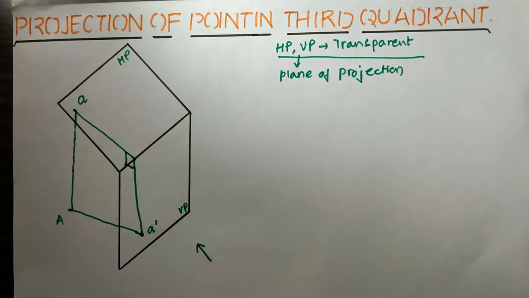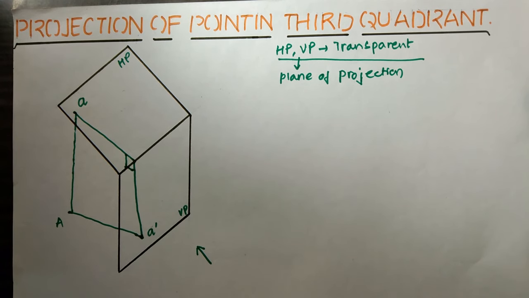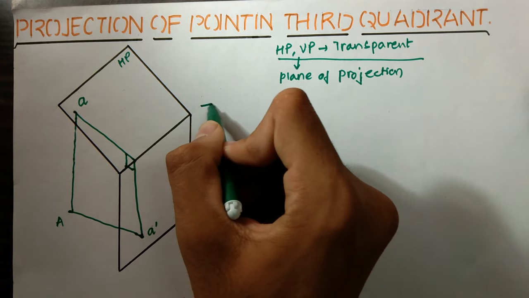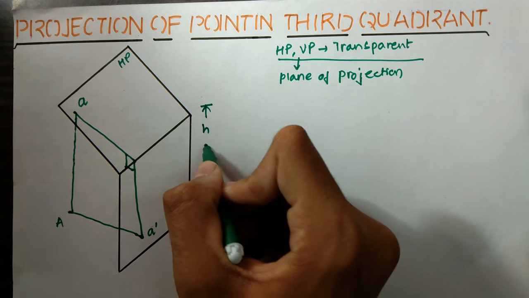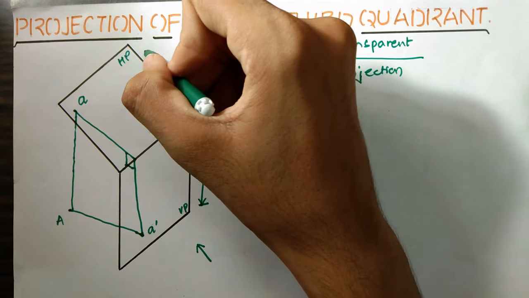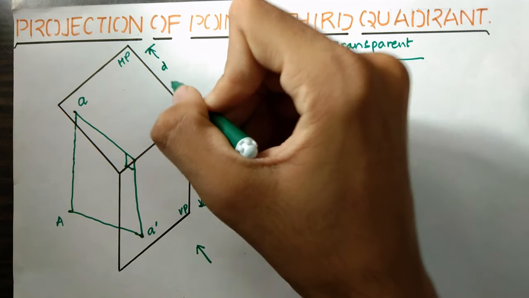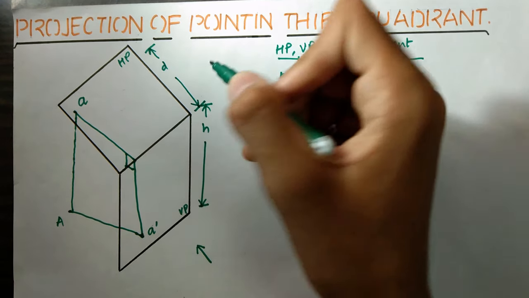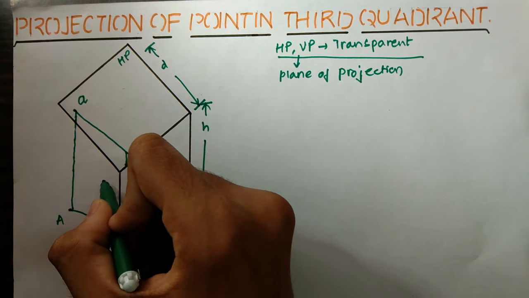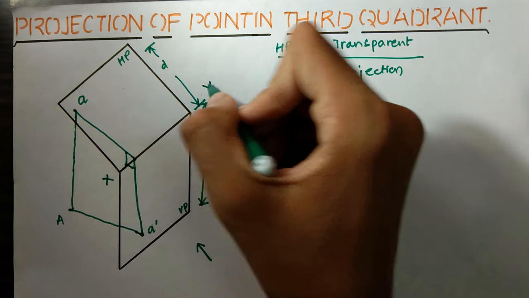Okay. So we know that any distance from the horizontal plane is referred to by h. So this distance is h, and any distance from the vertical plane is referred to by d. So this distance is small d. Moreover, this common line is referred to as the reference line xy.